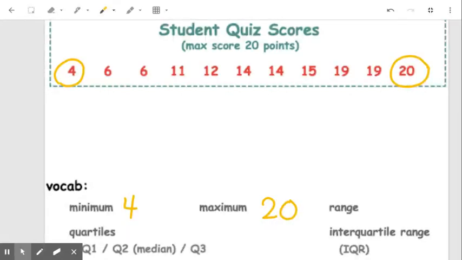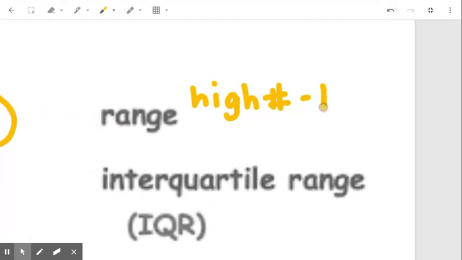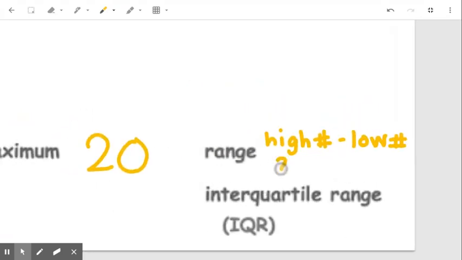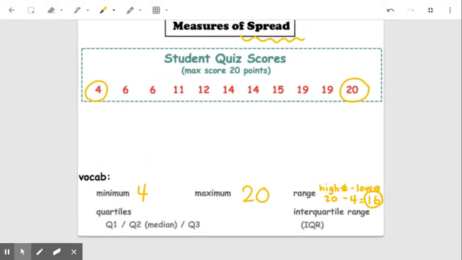The range is the high number minus the low number, always. So the max minus the min. In this case, that would be 20 minus 4. So our range is a total of 16. There is a distance of 16 between our highest number and our lowest number.